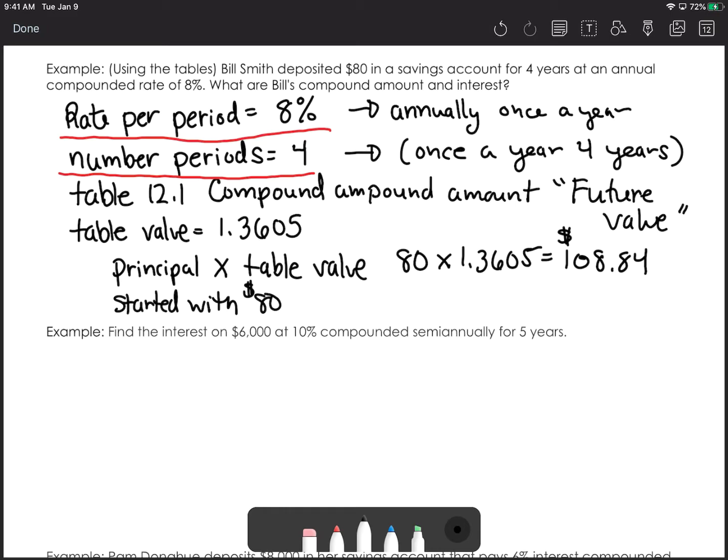We ended up at the end of the 4 years with our accumulated balance of $108.84, which means if we were trying to figure out the interest, whatever extra money that's in there will be the amount of the interest that we earned. So if we just take the $108.84 and subtract the $80, that will give us the interest, which would be $24.84.